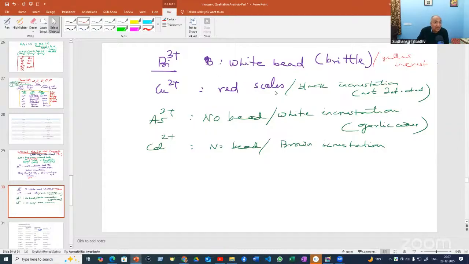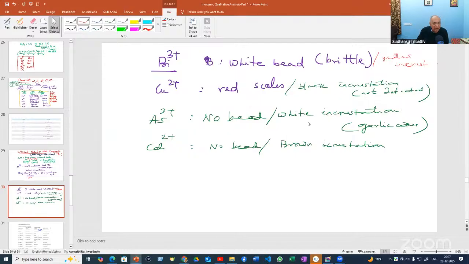Copper will give red scales. They are not called beads, they are called scales. It will not be a compact bead, it will be small pieces. It's called red scales and black incrustation. Copper oxide is black, but it's not detected because the charcoal itself is black.